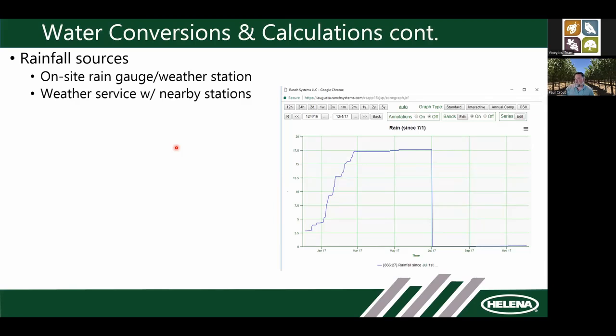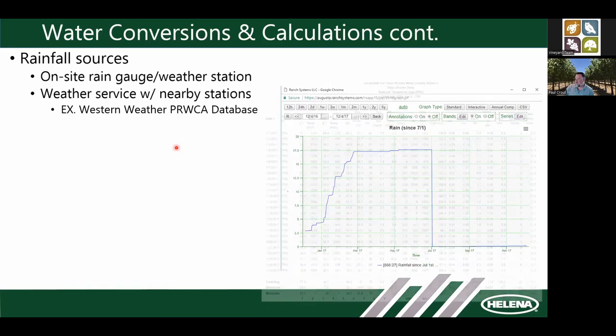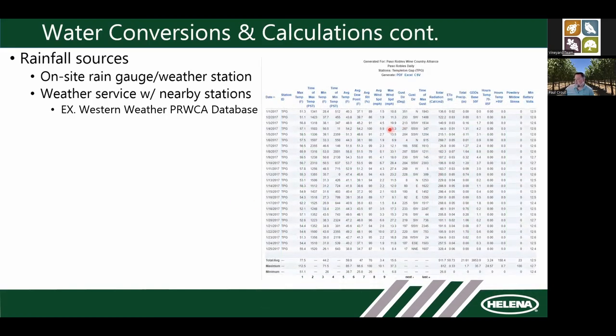You can use a weather service with nearby stations, so CIMIS, or there are other privately held weather networks out there. So Western Weather's database, you can usually find a weather station that gives weather data. Here's an example of a download from that. It's pretty complicated, but what we want to look at here is total precipitation in inches between January 1, going old school here, this is 2017. I've had this record for a while. This is at the Templeton Gap in Paso Robles weather station.